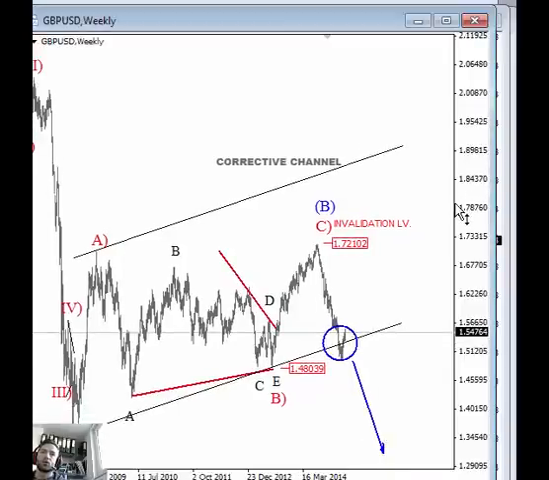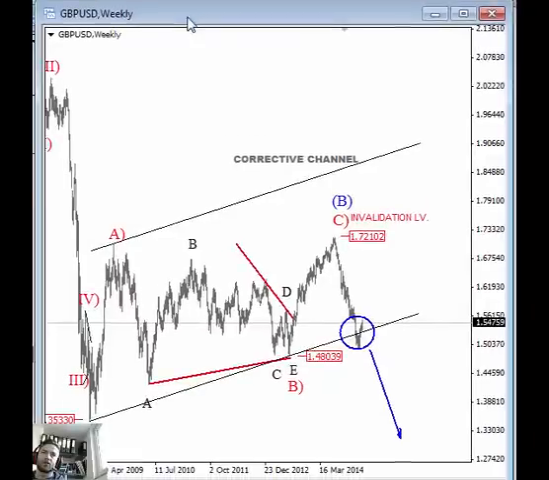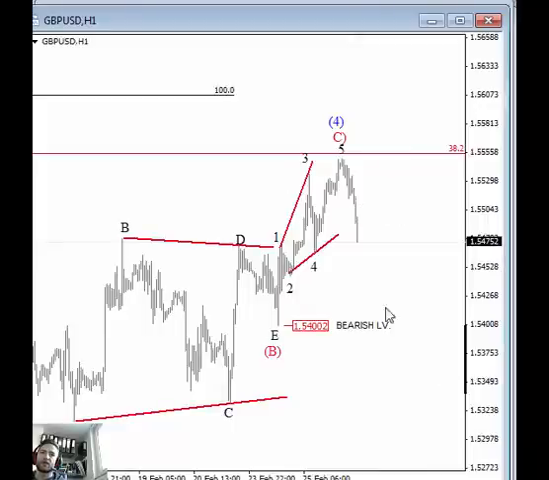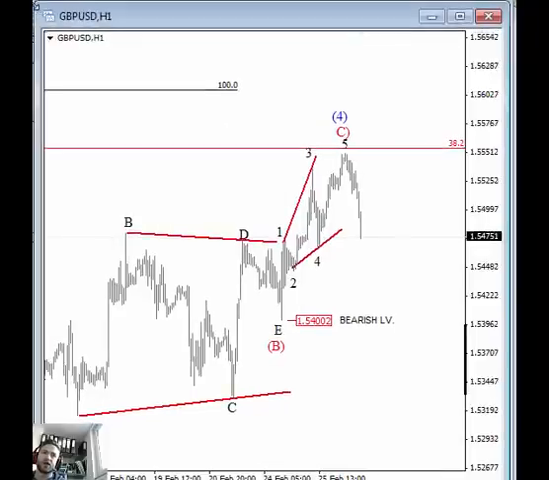Just a quick update on this cable. As you can see, on the intraday basis, I can see some sharp reversals to the downside. So I think that we are reversing from some very interesting levels.